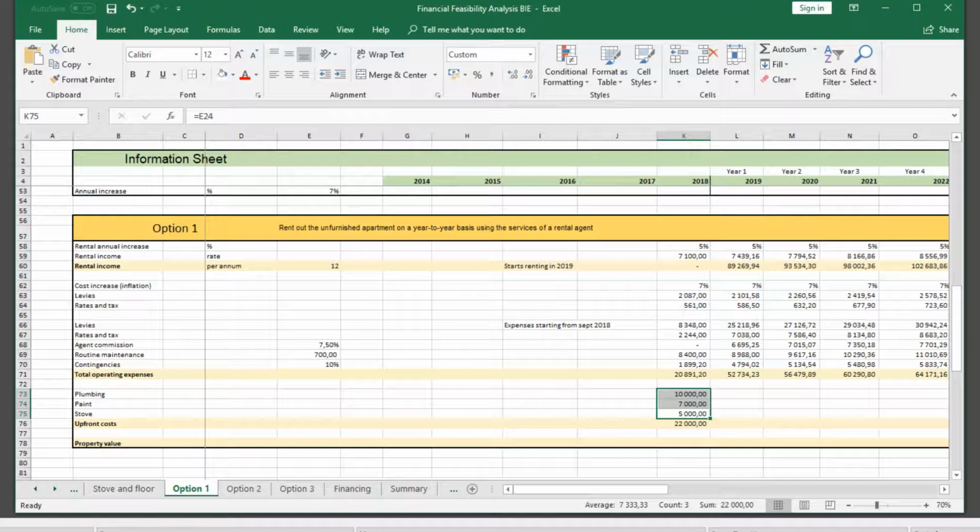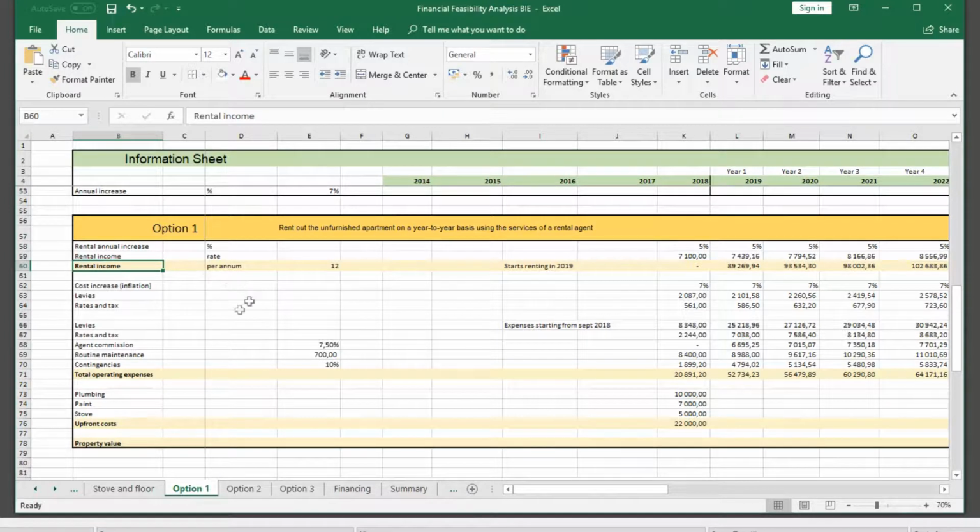First, we calculated the rental income. This was done by looking at the past 4 years and seeing that there was actually a 5% increase every single year. I've now used a 5% increase for the next 5 years. I've also assumed that the rent will only start in 2019. This is because renovations will have to take place in the meantime.